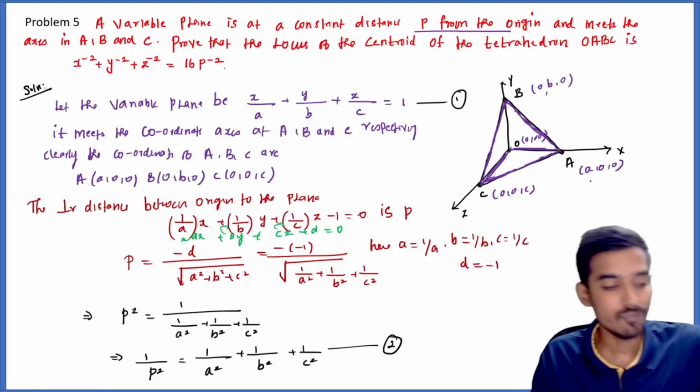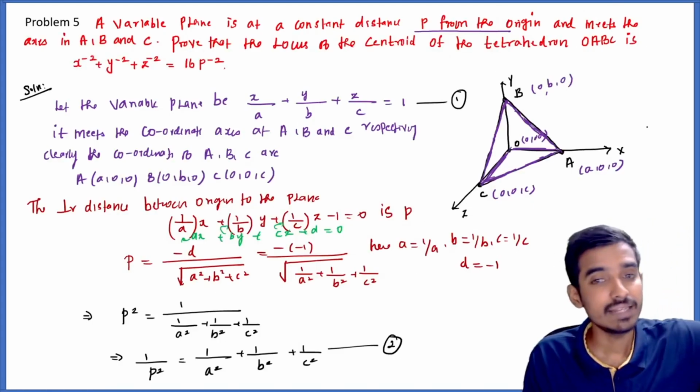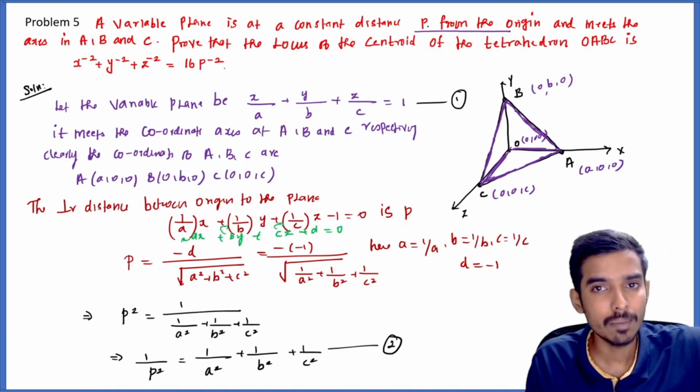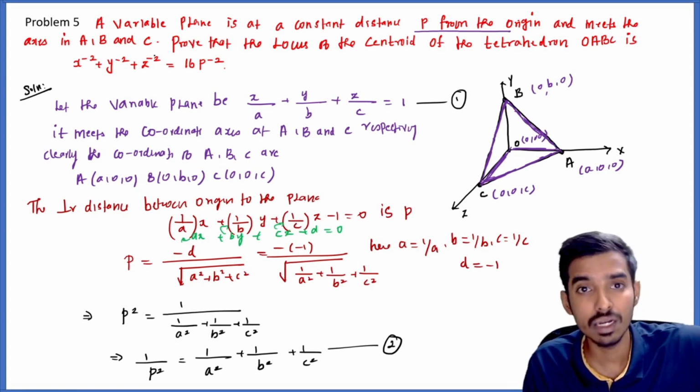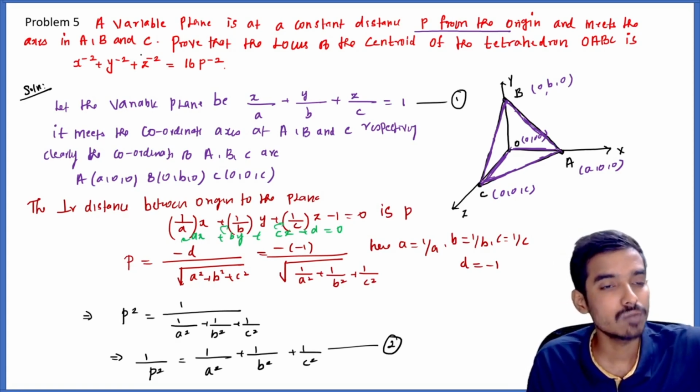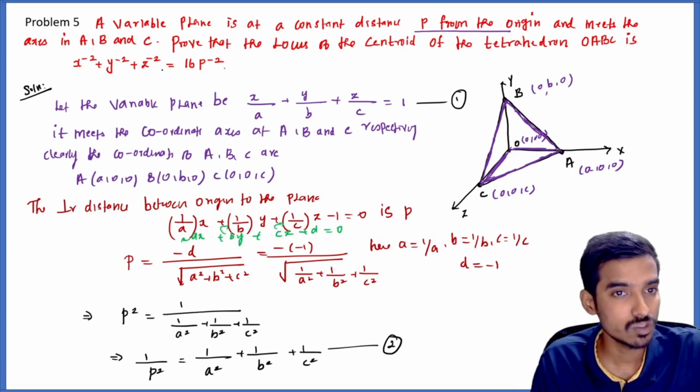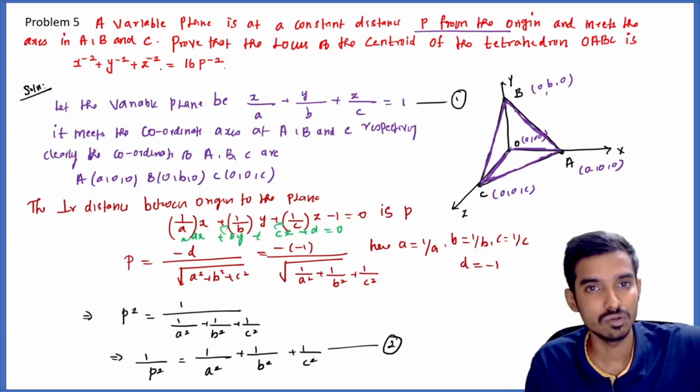So very easy. All 5 problems are very, very important. All are very similar problems. So depending upon the value of p, the coordinates of Q will change, right? But even though the coordinates may change, all the coordinates x comma y comma z of Q will satisfy the equation x power minus 2 plus y power minus 2 plus z power minus 2 is equal to 16 times p power minus 2, right?